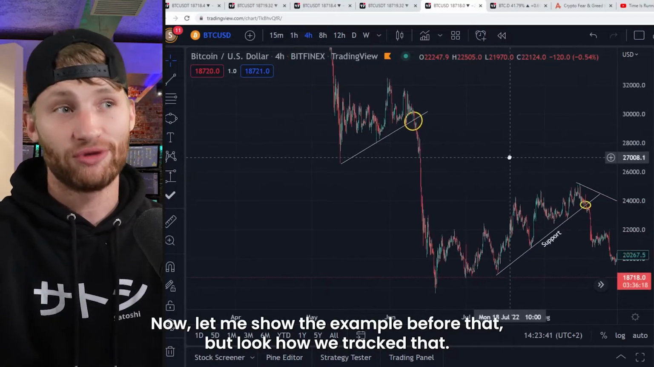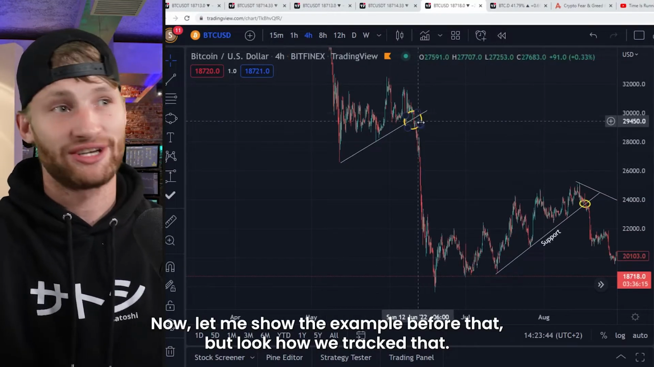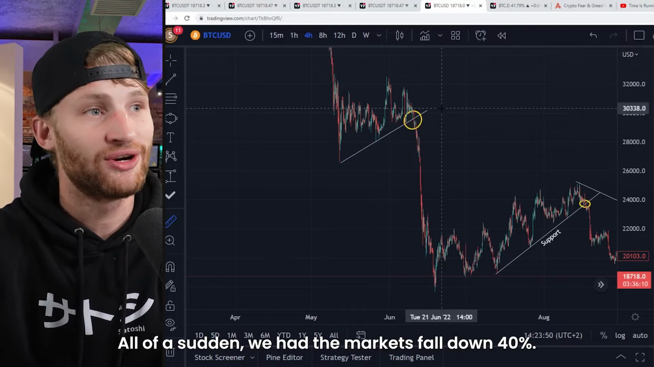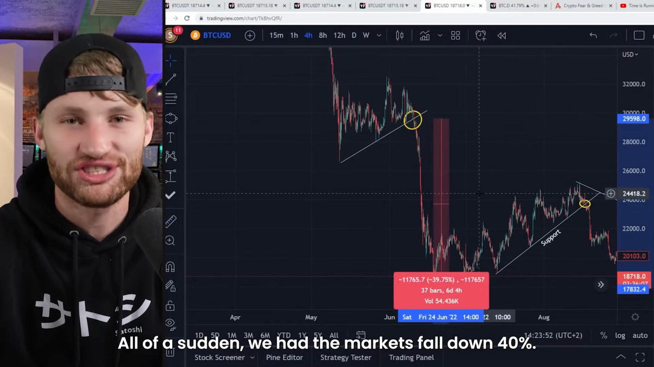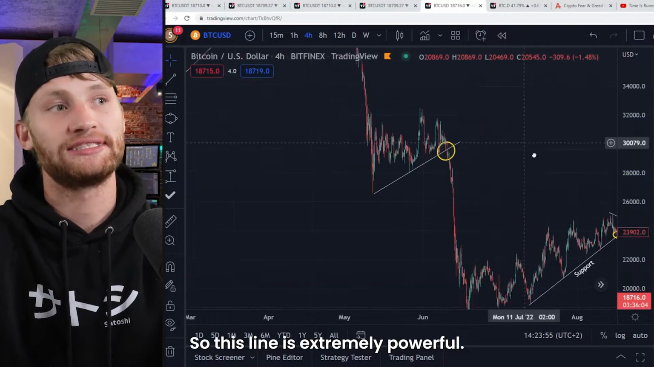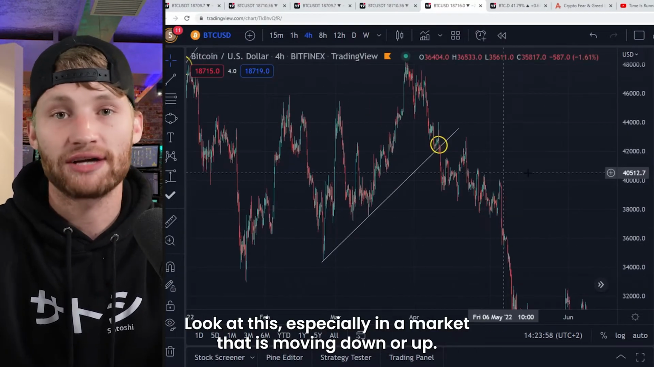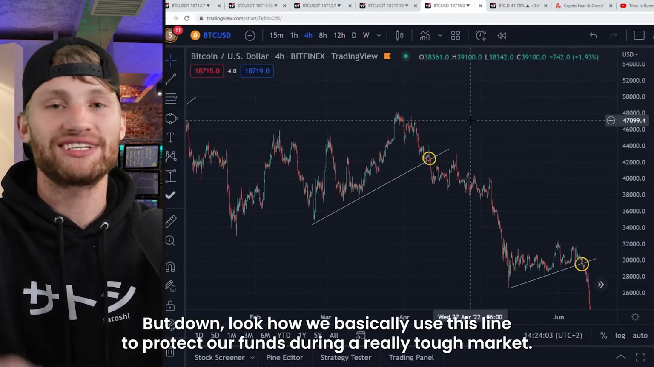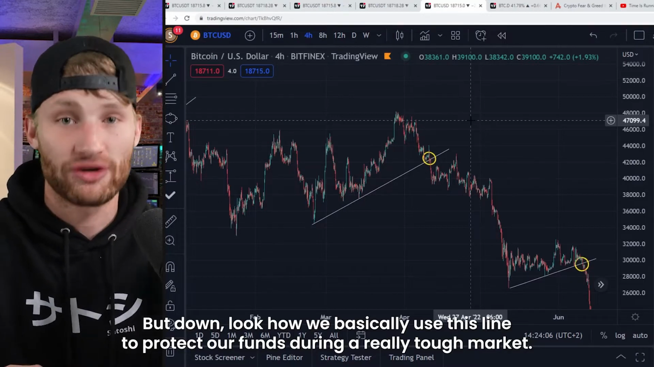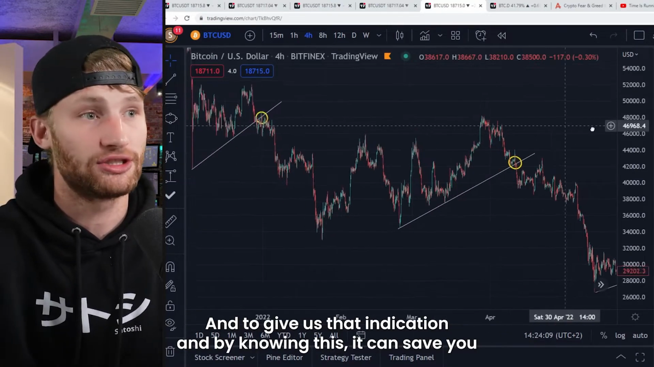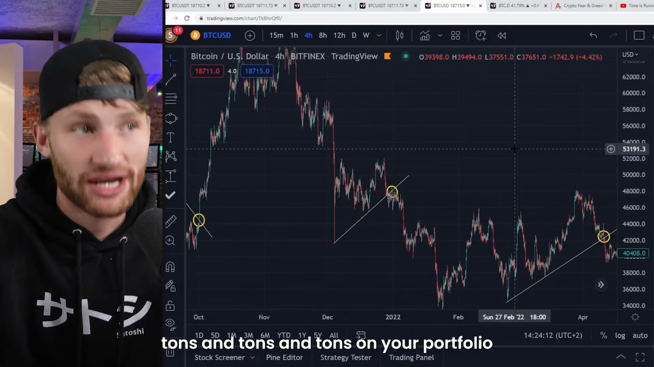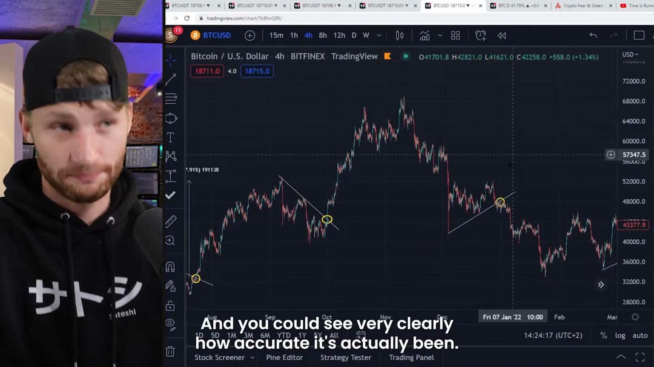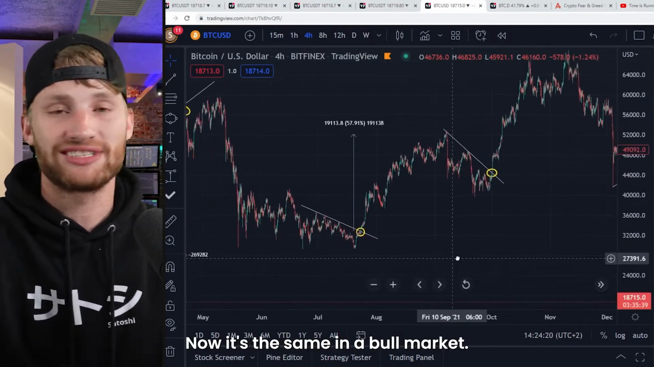Now let me show you the example before that. Look how we tracked that. Look how we tracked the momentum loss, and look at what happened after that. All of a sudden, we had the market fall down 40%. So this line is extremely powerful, especially in a market that is moving down or up. I'll show you how it looks when it's going up. But down, look how we basically use this line to protect our funds during a really tough market and to give us that indication. By knowing this, it can save you tons on your portfolio, because you'll know when the weakness is showing. You can see very clearly how accurate this has been. Now, it's the same in a bull market.